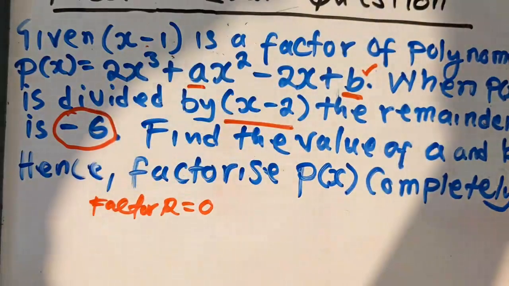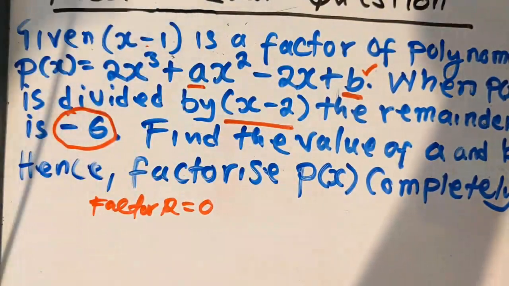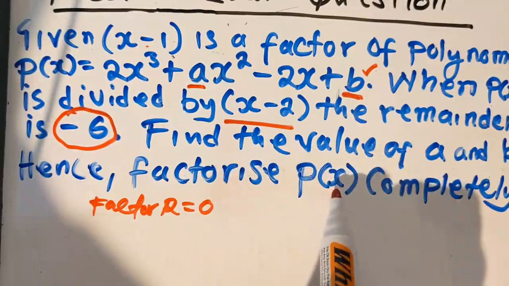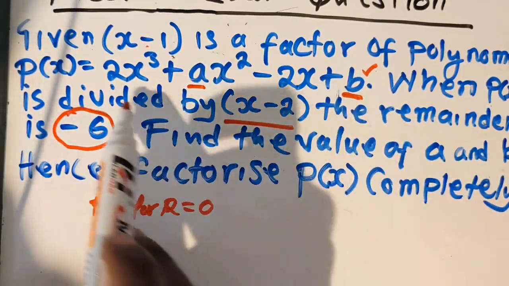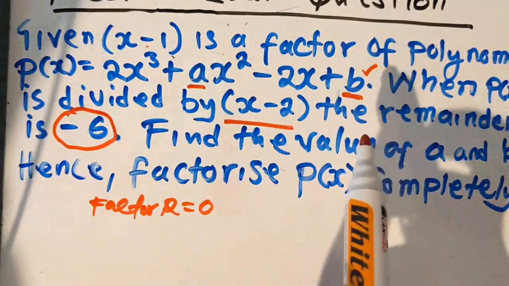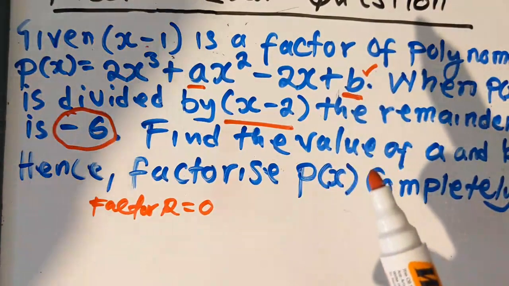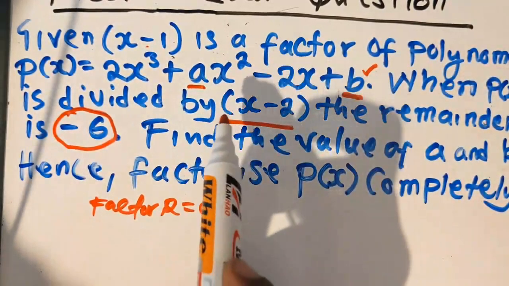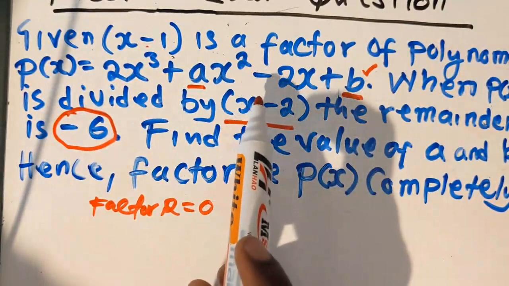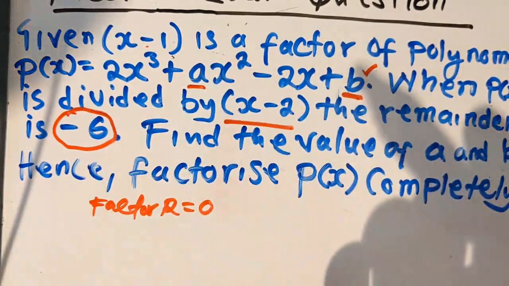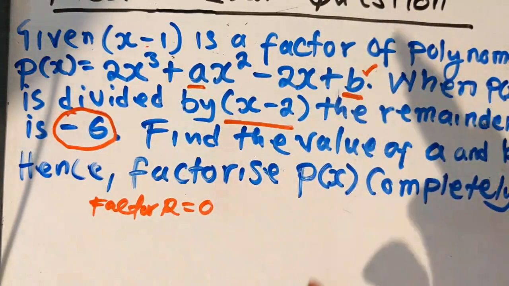So how are you going to find the values of a and b? Lastly, the other question is saying that we should factorize P(x) completely. That means factorize this polynomial completely. Alright, that is how it is here. So we need to find the values of a and b. How are we going to find the values of a and b?